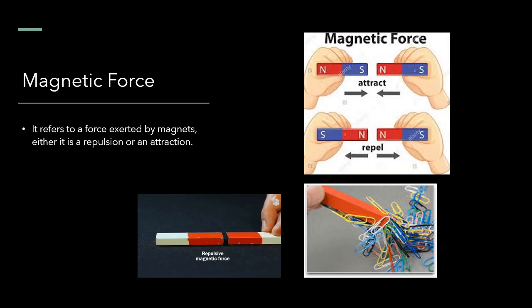The next example of non-contact force is magnetic force. This refers to a force exerted by magnets, either a repulsion or an attraction. You may have a look at the picture. Here's the picture of magnets repelling each other. Without contact, the repulsion happens, and this is what we call a non-contact force.